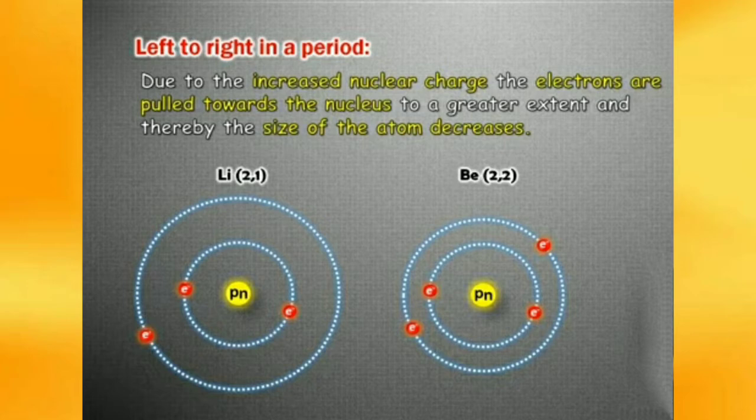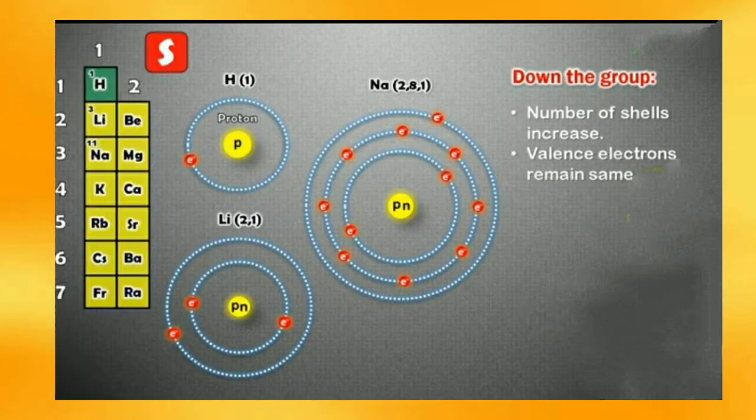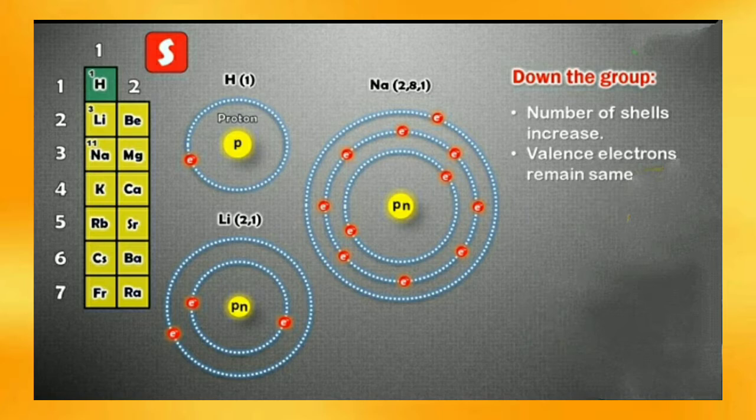Okay? Now children, look here. If we observe the periodic table down the group, what is happening here? Number of shells is increasing. Look here, in hydrogen the atomic number is 1, so it will have only 1 electron in its shell, 1 shell and 1 electron. Lithium electronic configuration is 2, 1, so it will have 1 electron in its outermost shell, right?